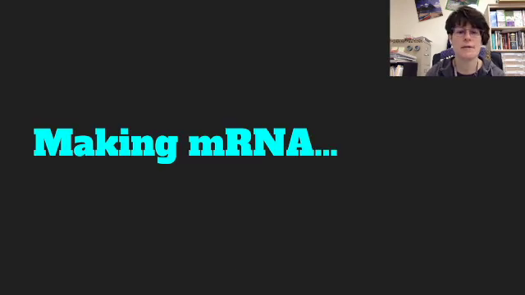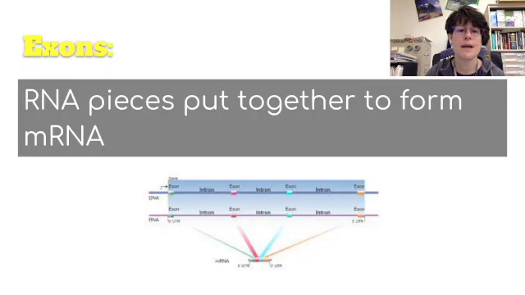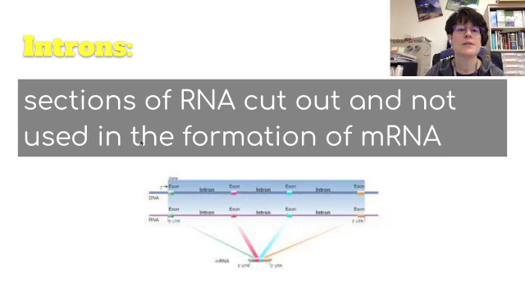So, making RNA. RNA contains exons. These are RNA pieces put together to form mRNA, and introns. These are sections of RNA cut out and not used in the formation of mRNA. And so we can see here the exons are kept, the introns are discarded to form the final RNA. So this would be what's coded from the DNA.